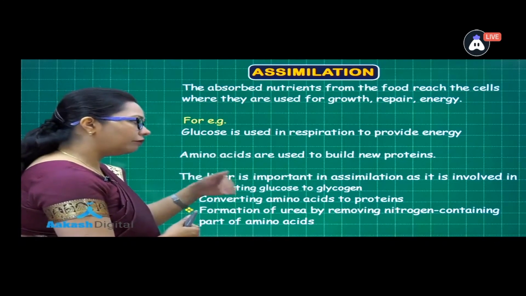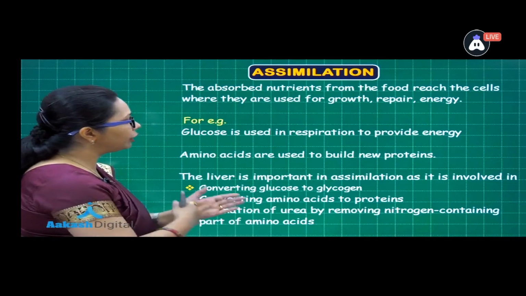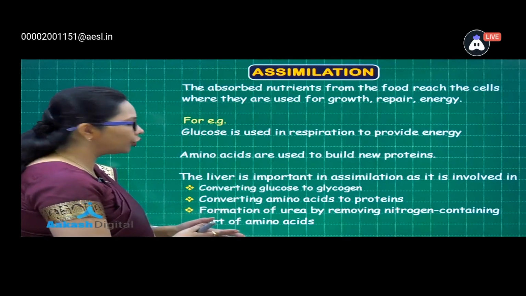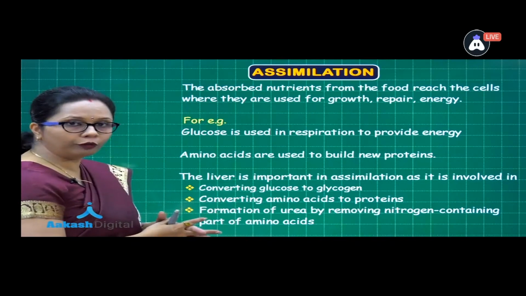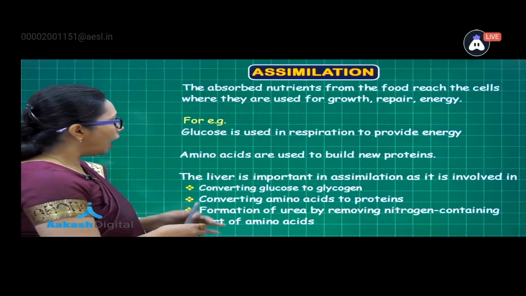After excess amino acids are deaminated, urea is formed, which is then removed from the body through urine.